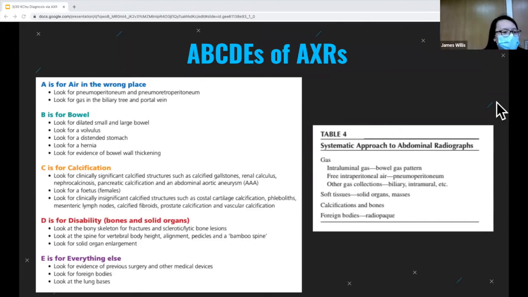D is look for disability in bones or solid organs. And E is for everything else. So look for foreign bodies, look for clips from previous surgeries, and you can also look at the lungs. And then if you don't like the ABCDEs, you can also just look at gas, soft tissues, calcifications, and foreign bodies.